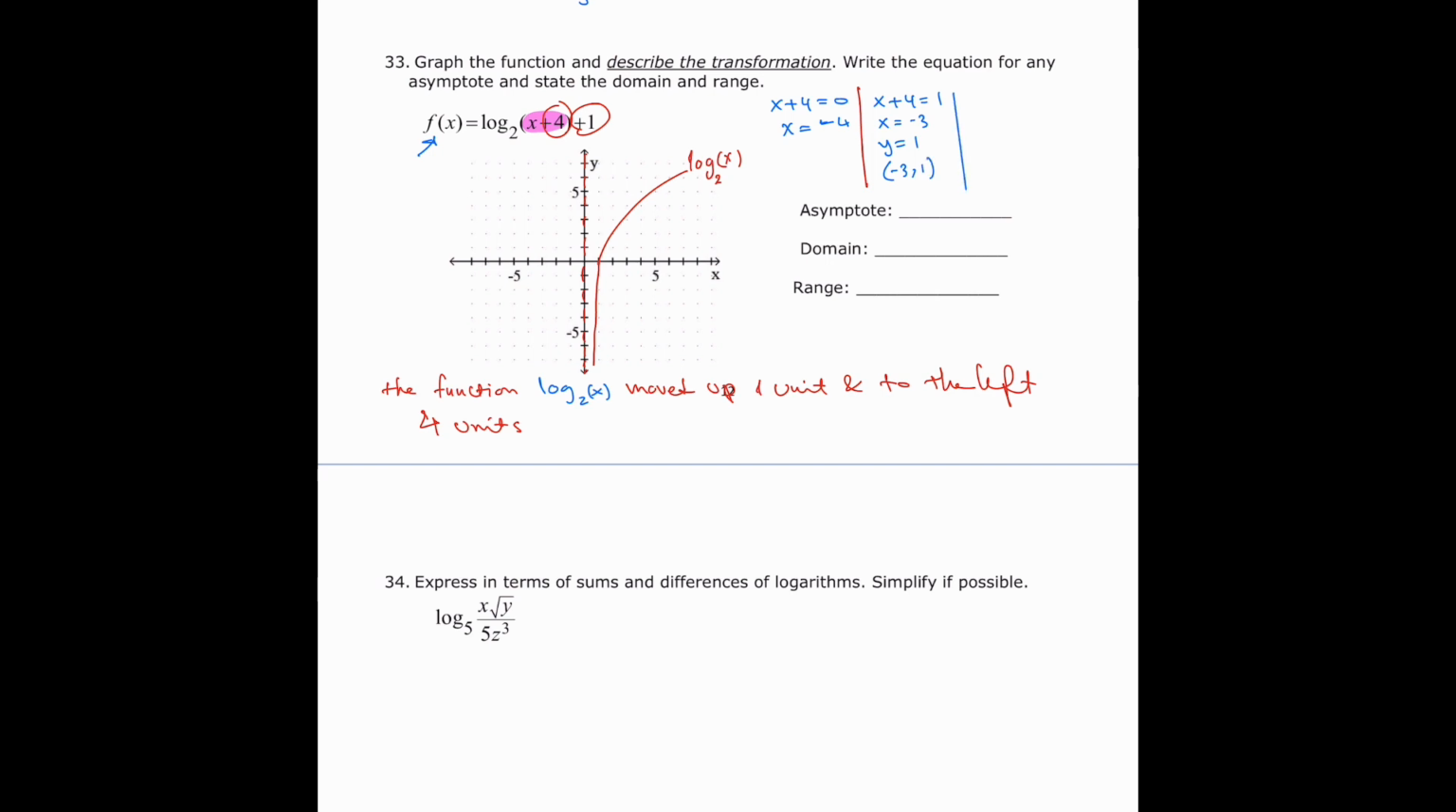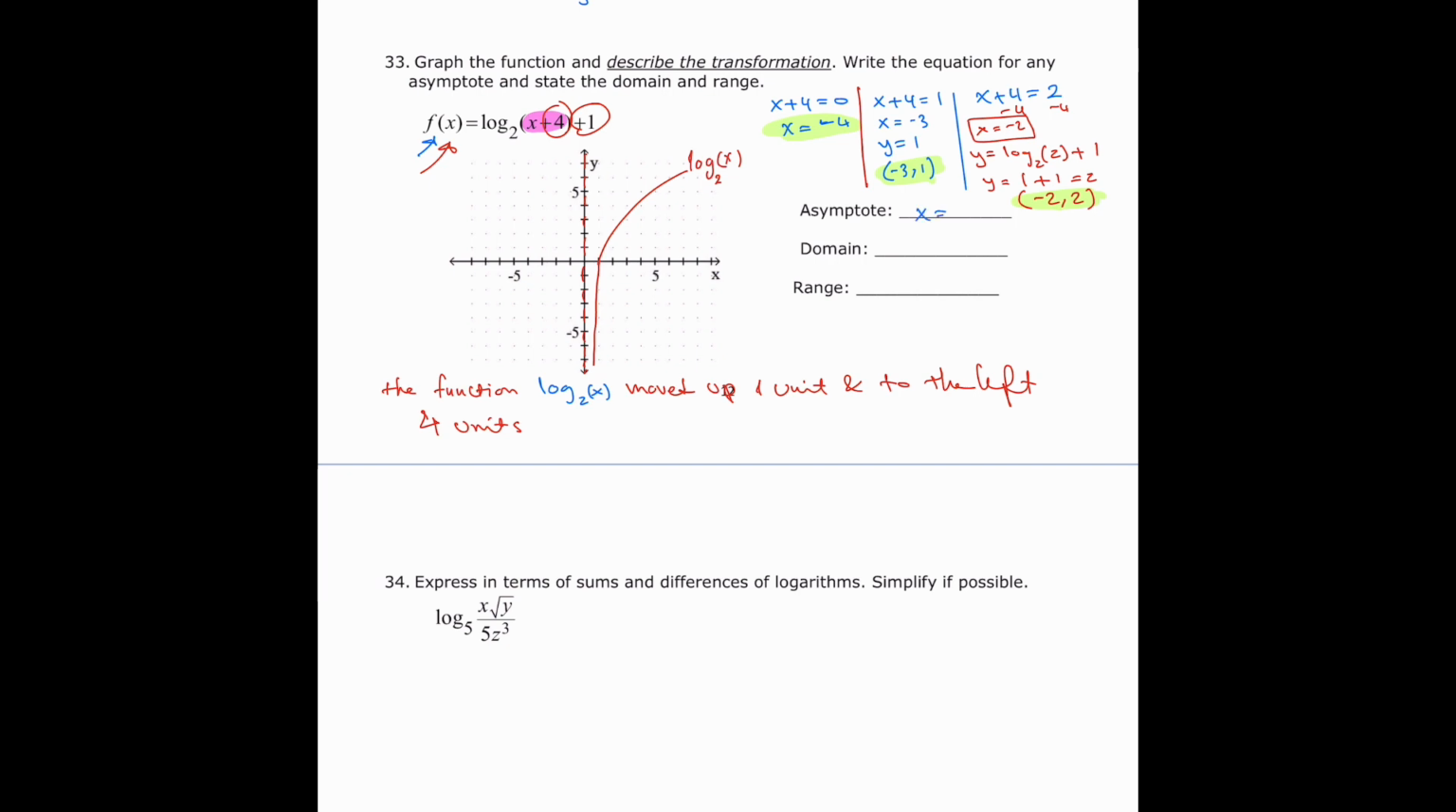I will do this process again by making x plus 4 equal the base, which in my case is 2. So now I'm going to solve for x. So x is equal to negative 2. And now I will find y by plugging it back into f of x. So I have log base 2 of negative 2 plus 4, which is log base 2 of 2, plus 1. This is equal to 1, so 1 plus 1 is 2. So y is equal to 2. So the point is (-2, 2). So I have the vertical asymptote and I have 2 points. Now it's time to graph.